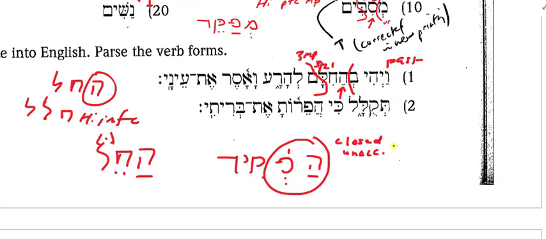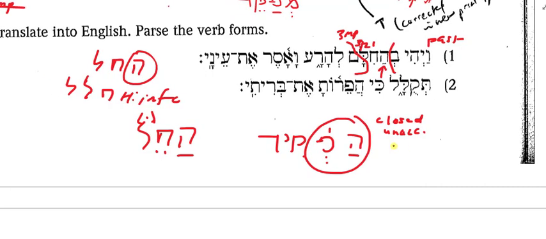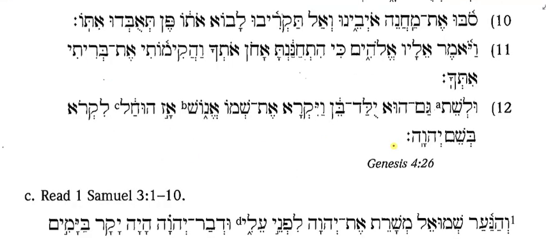If not, let's look at translation work. Anybody have a translation question? So for number 12, go ahead and give us your rendering, and we'll see what we can do with you. Okay, so, and to Seth also was born to him a son, and he called his name Enosh.